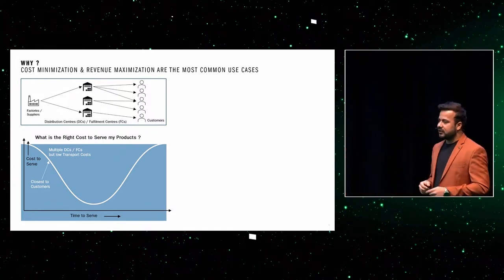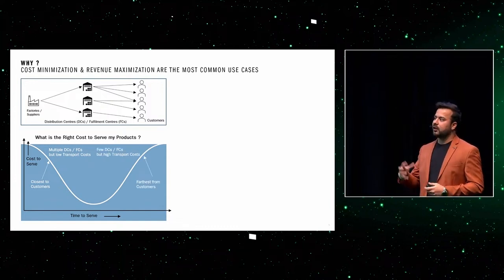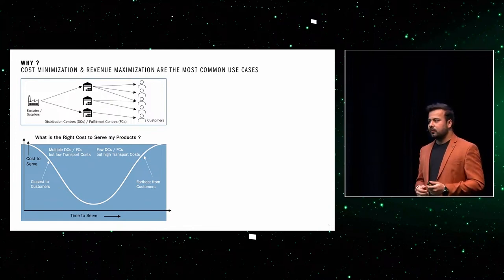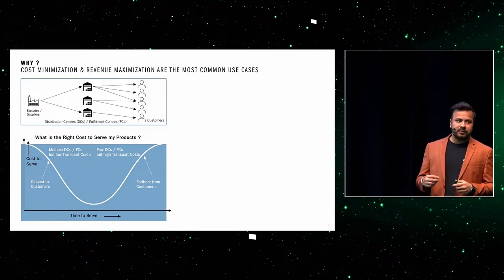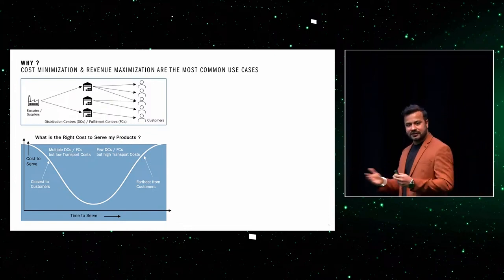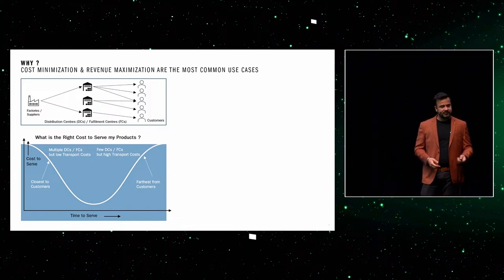So I will end up with a higher cost to serve. On the other extreme, if I keep them far away and I keep only one distribution center for the entire Europe, or maybe none, I would save on my warehousing costs, but my transportation costs would be expanding at an exponential rate, right? Because I need to travel longer distances to serve my customers. So both of these extremes are not the best cost to serve.